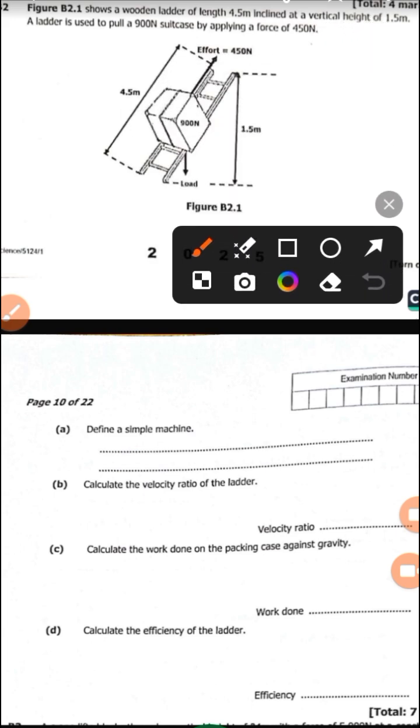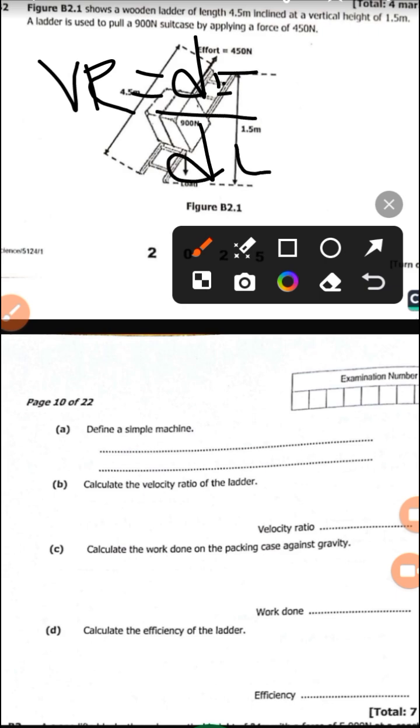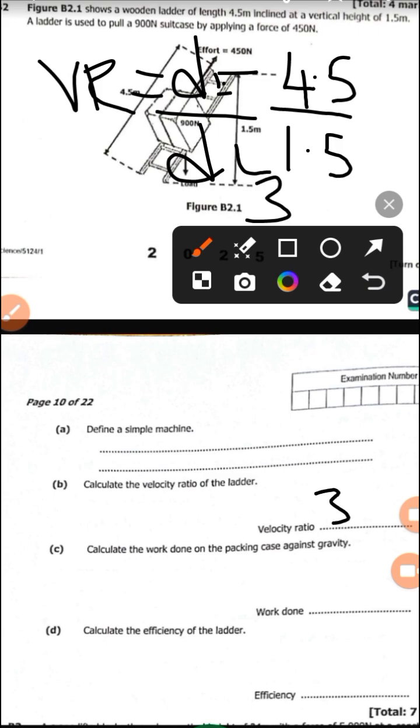We have a formula, VR, meaning velocity ratio. Velocity ratio is equal to distance moved by effort over distance moved by the load. So distance moved by effort is 4.5, and the distance moved by the load is 1.5. So 4.5 divided by 1.5 is going to give you 3. So 3 is the velocity ratio.